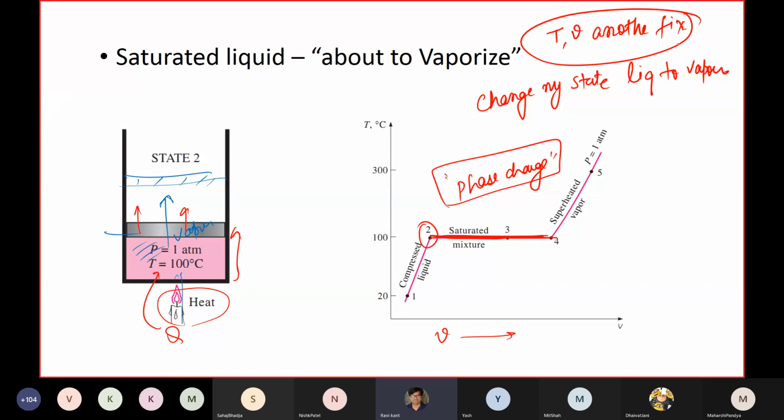Okay, and this variable we often call x, and we call this x the quality of steam. Quality of steam is defined as the mass of steam divided by the total mass.